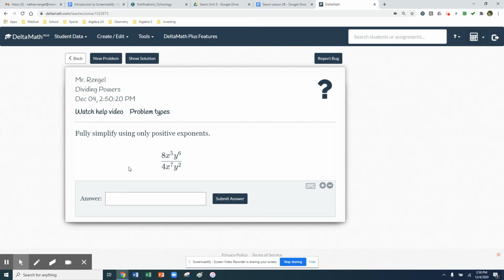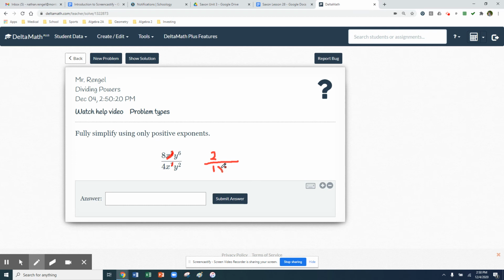So in our first section, it will be called dividing powers. So here's where we're going to look for common factors in our numerator and denominator. So I have an 8 and a 4. Well, 8 can be divided by 4 to become 2, and then 4 can be divided by 4 to make 1. X to the 5th over x to the 7th. Now I have 5 x's up here, 7 down here. So all 5 will cancel out.